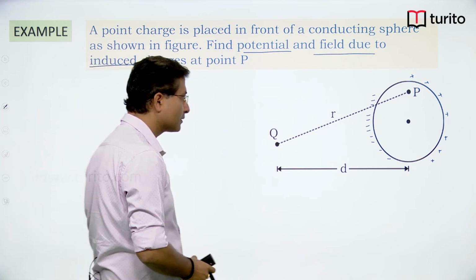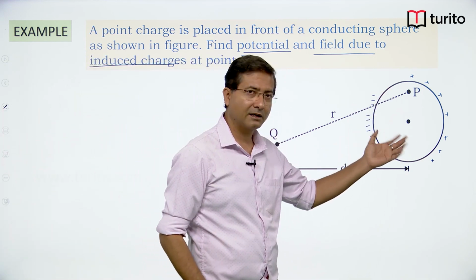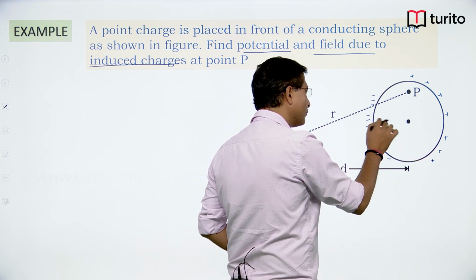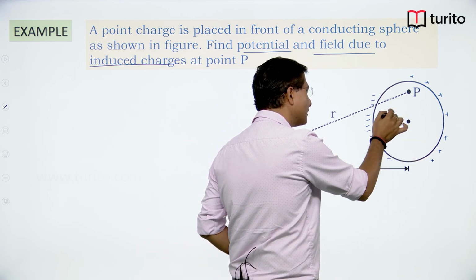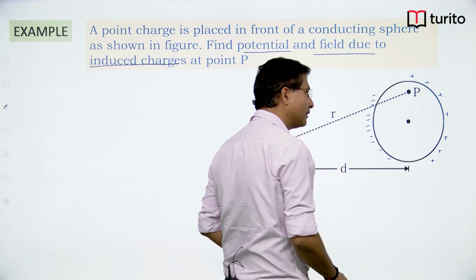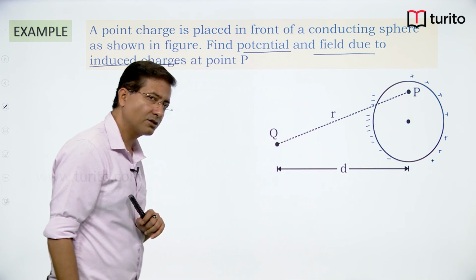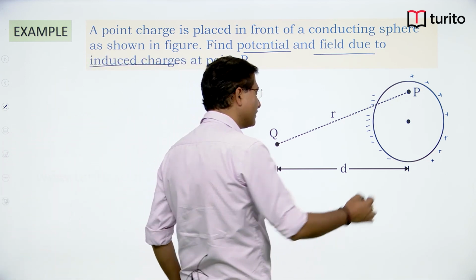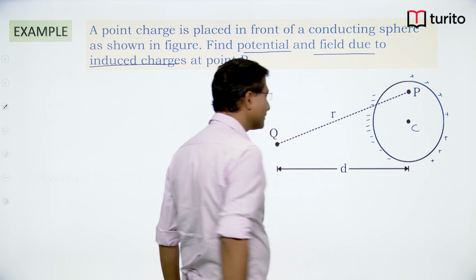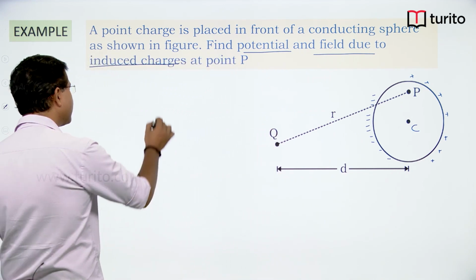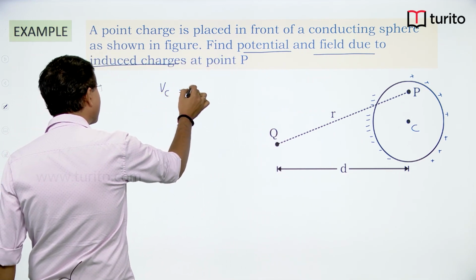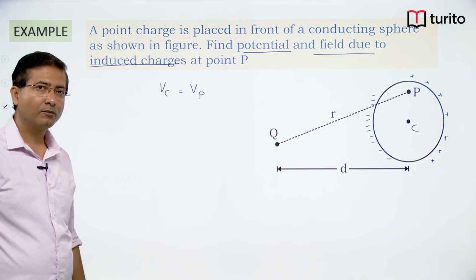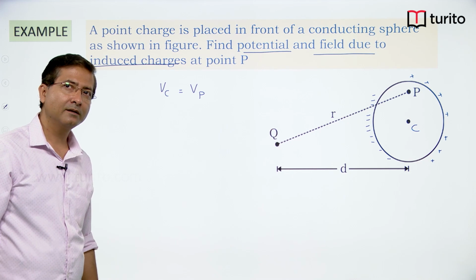What we know is that everywhere potential will be the same because the electric field inside is 0. So you take any point, the potential at this point will be equal to this point, will be equal to this point, any point, the potential is the same, right. That means whatever the potential here, the same is the potential here. First thing I can write, potential at C will be equal to potential at P. C is the center of the sphere, potential at C will be equal to potential at P, right.